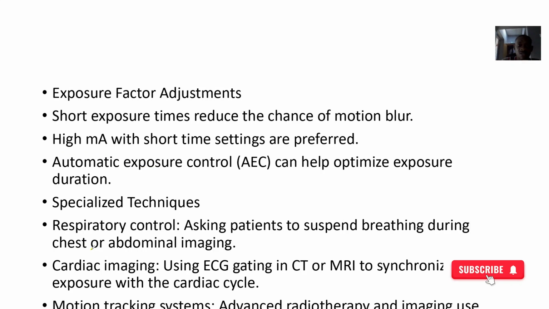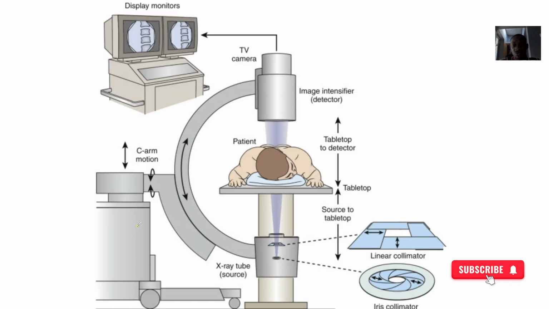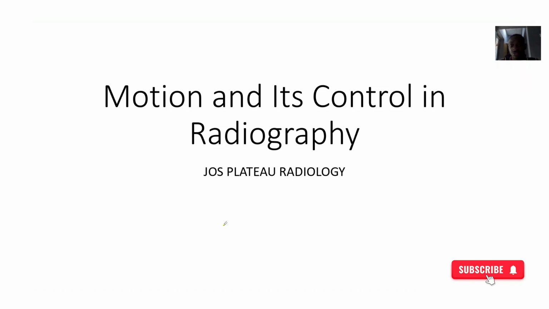Then exposure adjustment: short exposure time reduces the chances of motion blur. So make sure that the patient is well arranged so that you take the image once and for all. Then specialized technique: when you're ready to image, you can tell the patient to breathe in or breathe out and hold it. Then you image and they continue with their normal life. Okay, so I think that's what we got for this consideration in radiography.